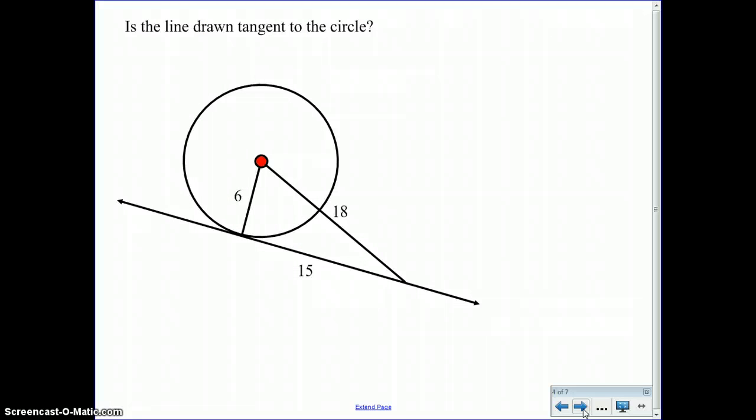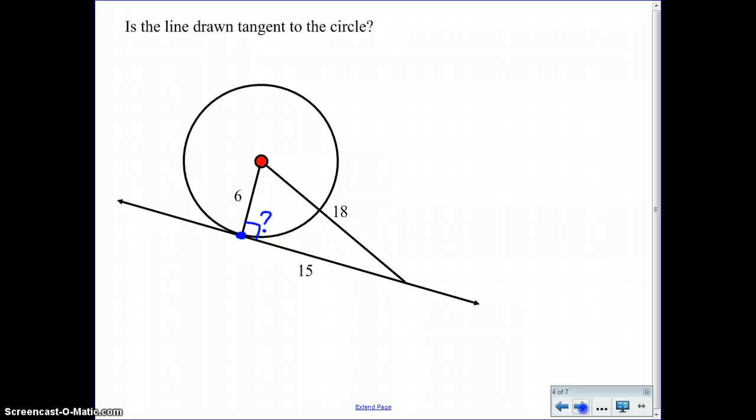So in the first example, we want to figure out if the line drawn is tangent to the circle. It looks like it's a tangent line. It looks like it touches at just that one point right there. However, to know for sure that it's a tangent line, we have to verify whether or not that angle is a right angle. Well, if it were a right angle, then this would be a right triangle.